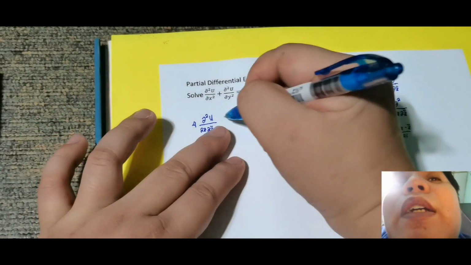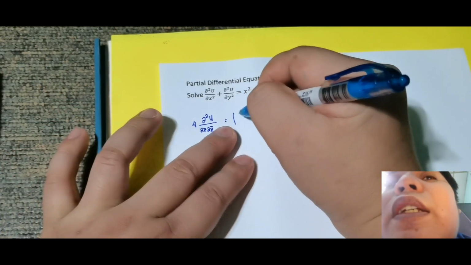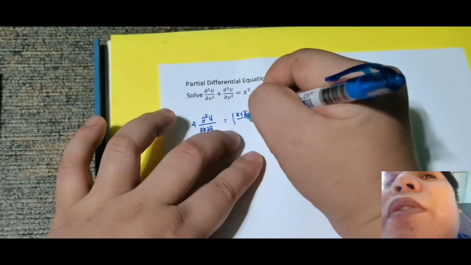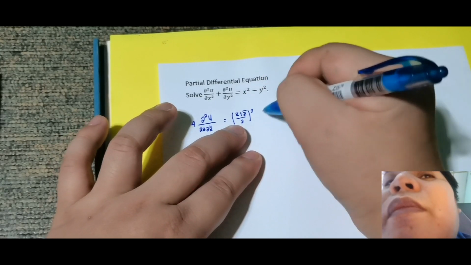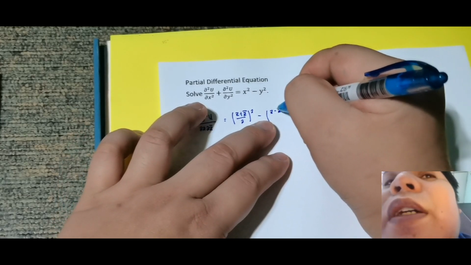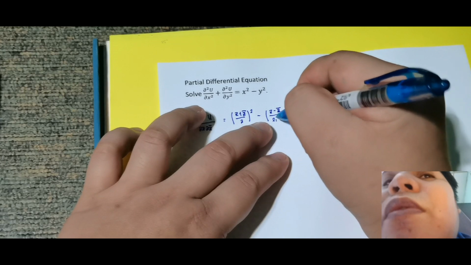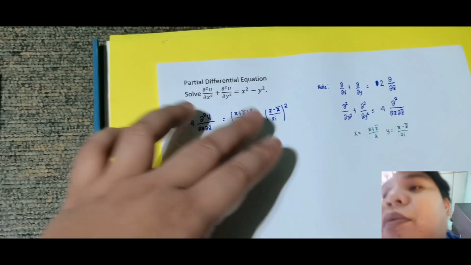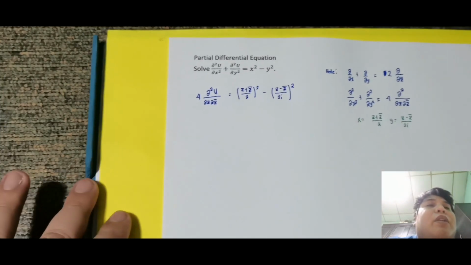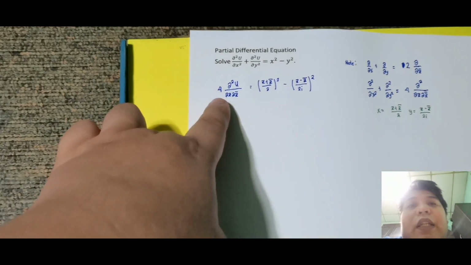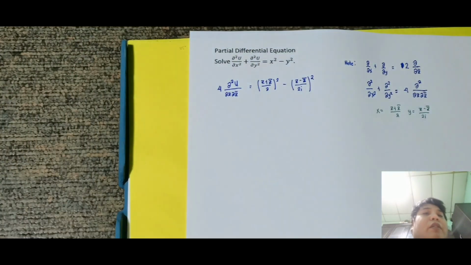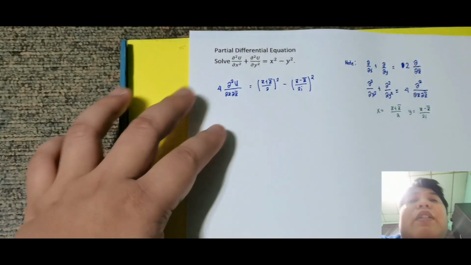Equivalent sa x natin, which is (z plus z bar over 2) squared minus (z minus z bar over 2i) raised sa 2. Okay, so yung right side muna yung imanipulate natin, solve natin, tapos next na natin yung mga bagay na yan. Wag pansinin, ito muna solve natin. So simplify natin tong right side na to.